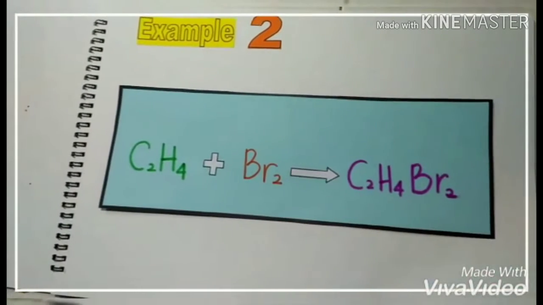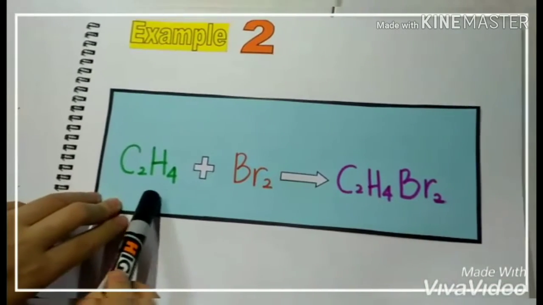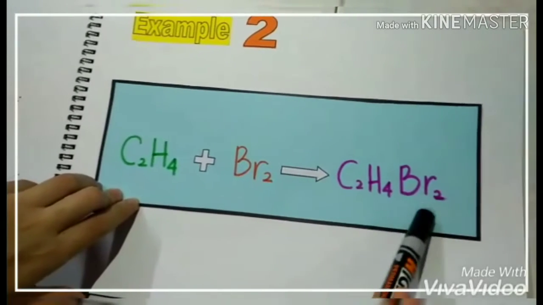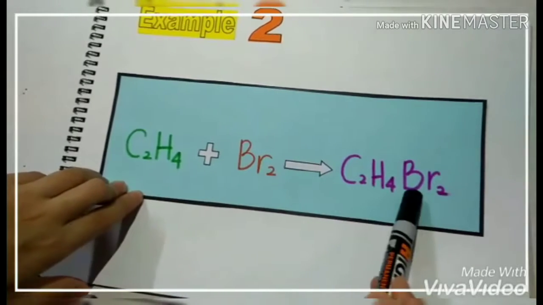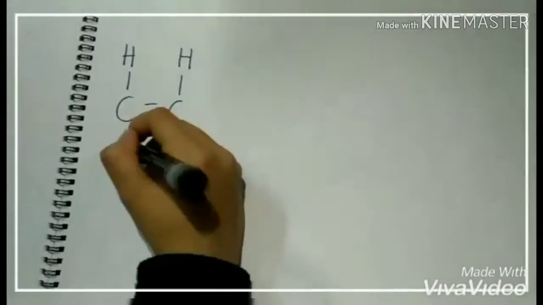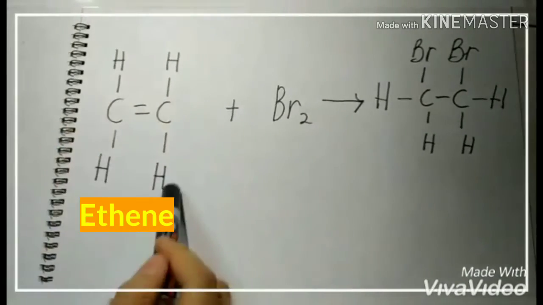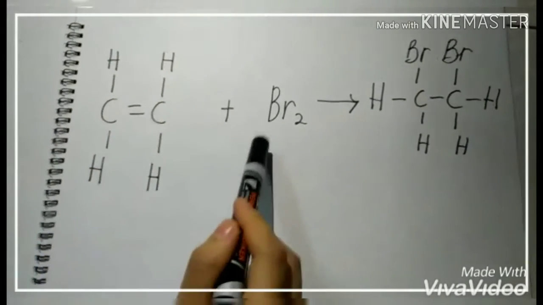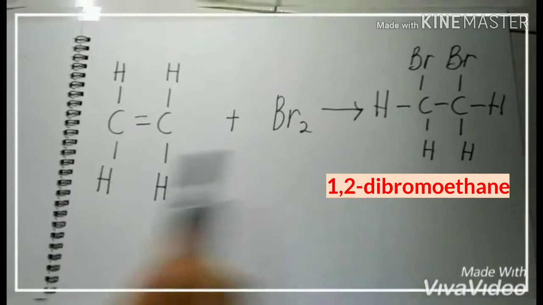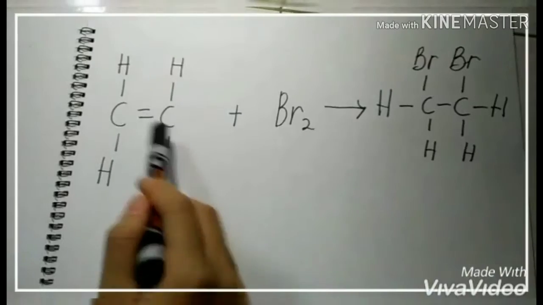Okay, now we go to example 2. So we have ethene, C2H4, that was added to Br2 to produce C2H4Br2, which is called 1,2-dibromoethane. And we will expand this formula. When ethene that has a carbon-carbon double bond was added to Br2 to produce 1,2-dibromoethane, we can see that two atoms of Br appear and the double bond is broken down.